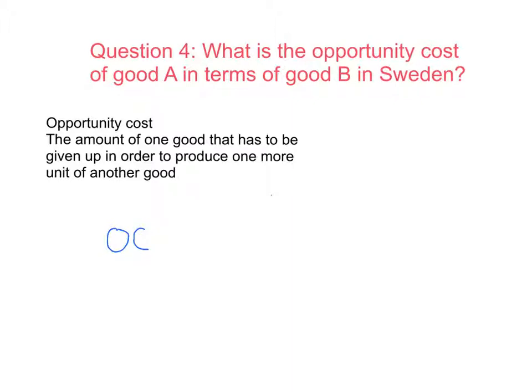So we find the opportunity cost for Sweden here. Take the unit labor requirement for A divided by the unit labor requirement for B in Sweden, which is 15 divided by 10 equals 1.5 B. So the opportunity cost of A is 1.5 B. You have to give up 1.5 units of good B in order to produce 1 unit of good A in Sweden.